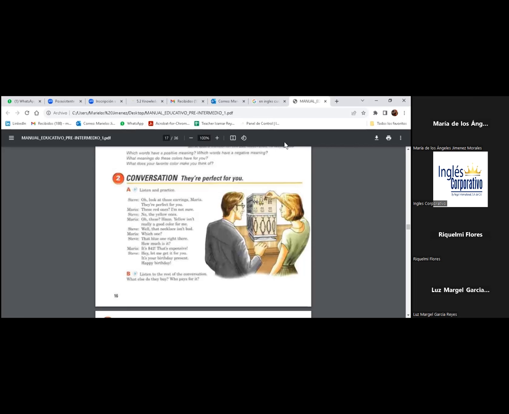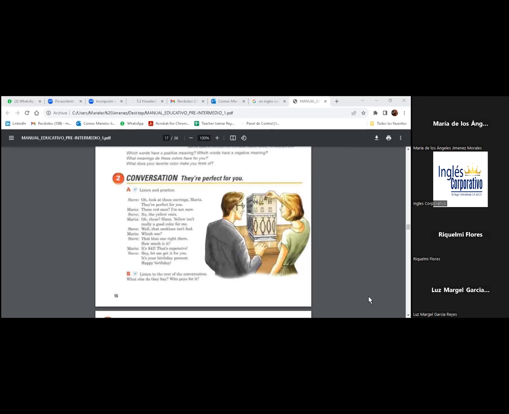Oh, look at those curtains, Maria. They perfect for you. I am Maria. This red ones. I'm not sure. No, the yellow ones. Oh, this. Yellow is not really a good color for me. Well, that nickel isn't bad. Which one? That blue one right there. How much is it? It's 42. That's expensive. Hey, let me get it for you. It's your birthday present. Happy birthday.